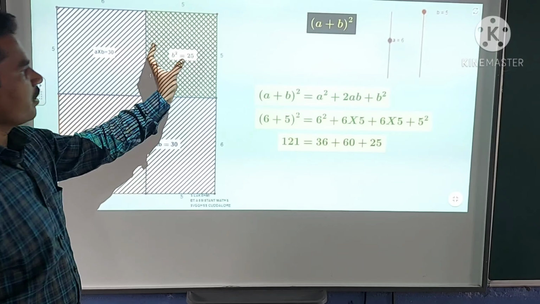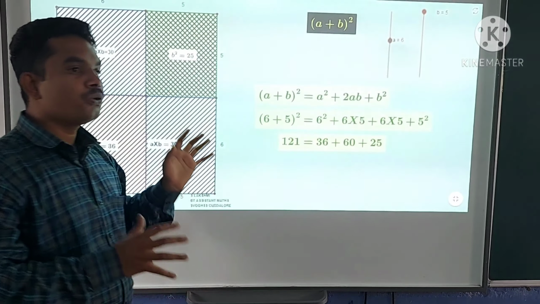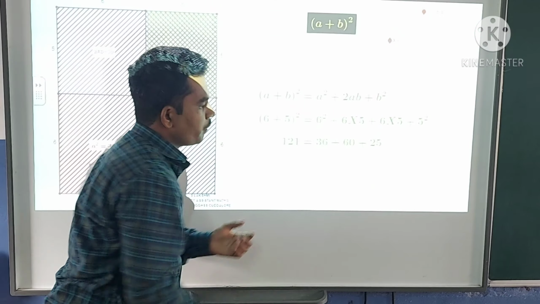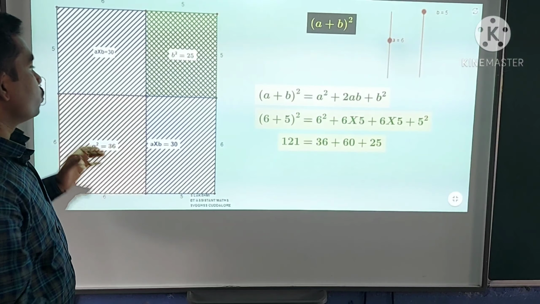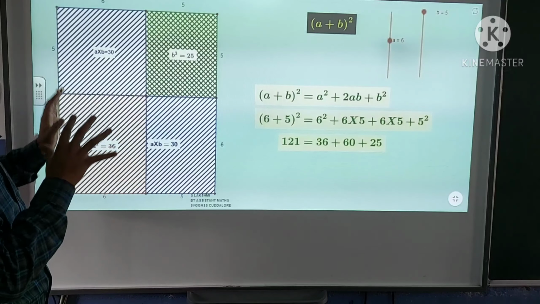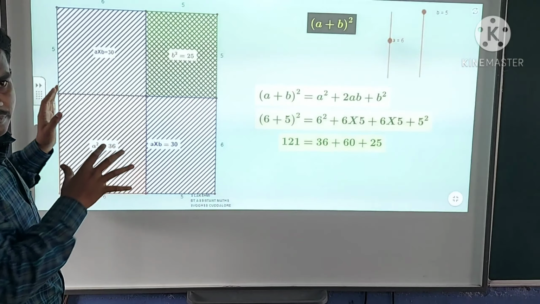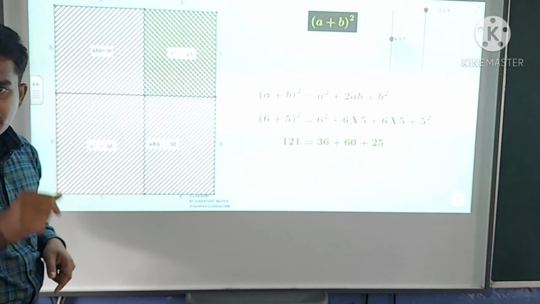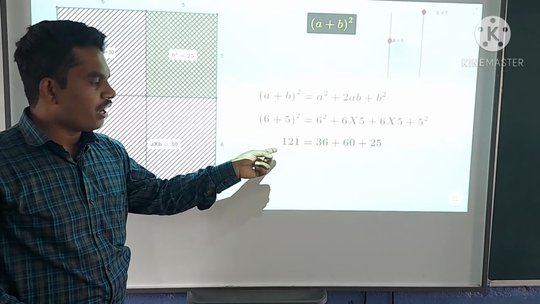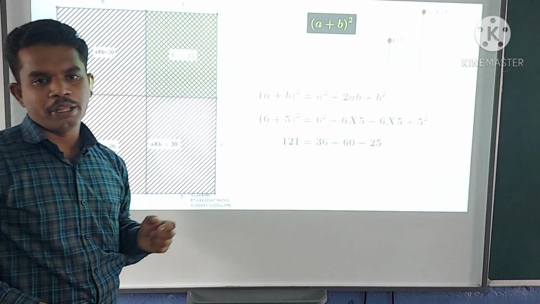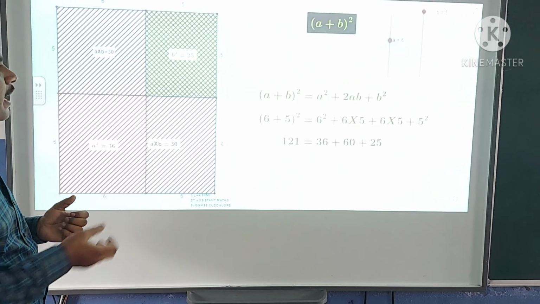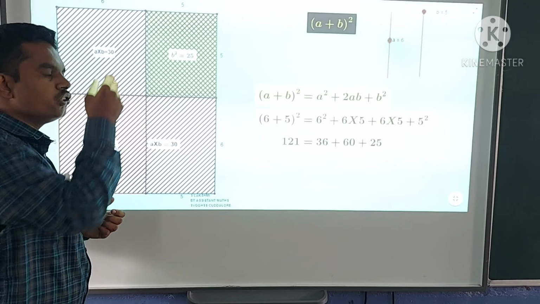25 means this square, the b square, 25. Now you should add the 3 values. You should add the 3 values, you will get 121. So you will get the whole value for the whole square. Okay. So 6 plus 5 is what? 11 square. So the value for 11 square is 121. So in this way we should visualize a plus b the whole square.